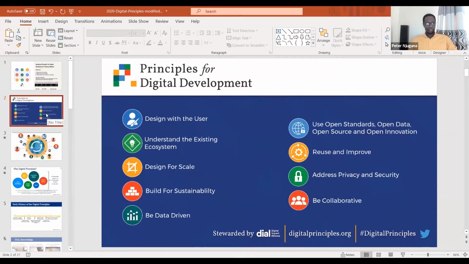deeper, as mentioned. And to start us off, we'll watch a video of about 2 minutes to give us a broader overview of the principles. So welcome.